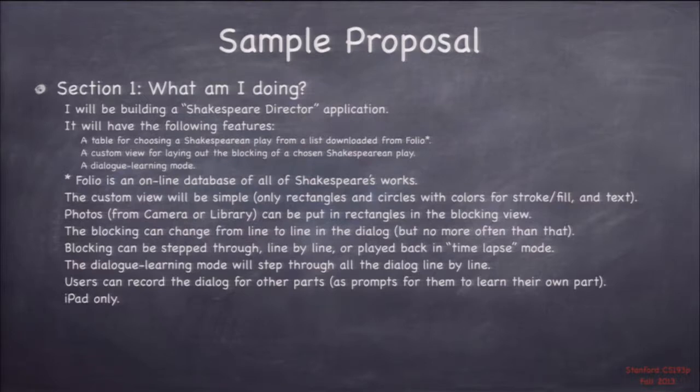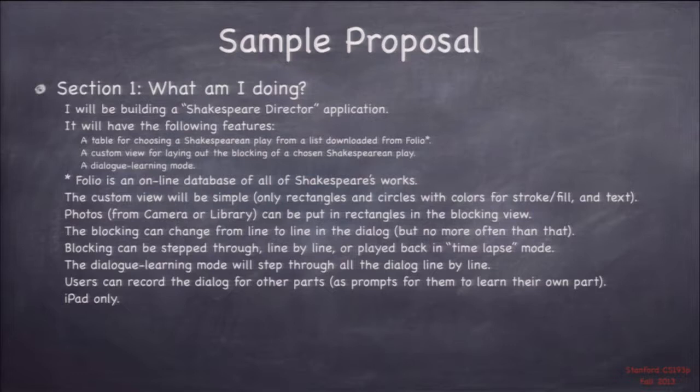And so it has a way to bring up a Shakespeare play from the Folio database, and then you can lay out the blocking, which is where the scene's set up, where the people are standing and all that stuff, for each scene lined up with the dialogue. And then it also has a dialogue learning mode for people who want to learn their lines. It'll say the other parts and then you can say your own part.